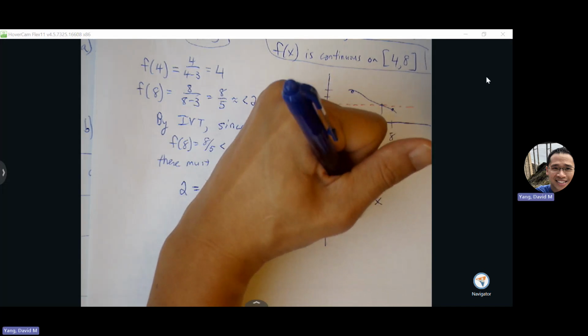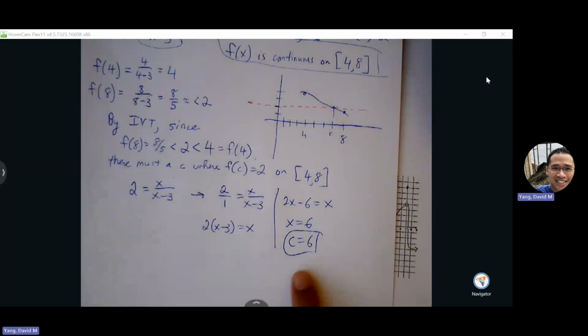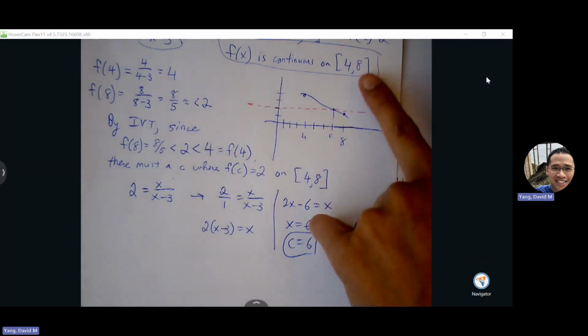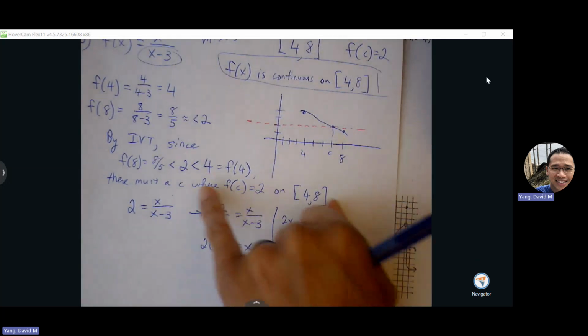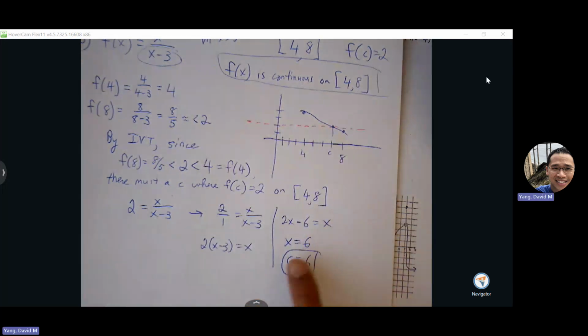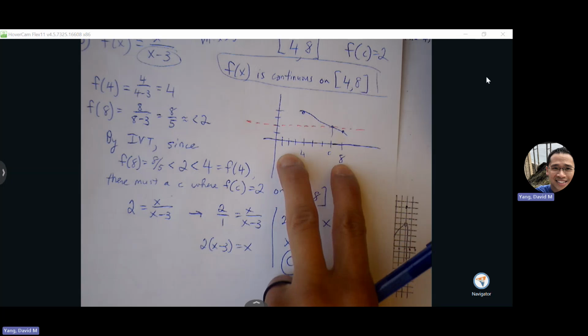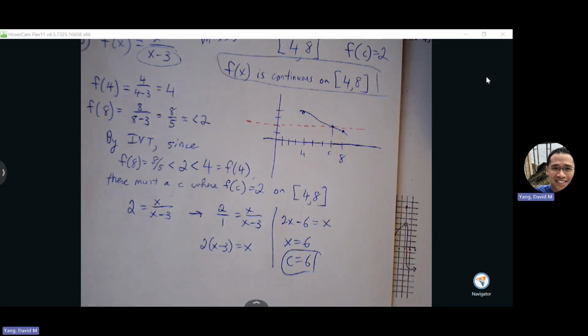X equals 6, so c is equal to 6. So our ordered pair is 6, 2. 2 is between 8/5 and 4. And then our c value, our x value location, is also clearly between 4 and 8. Right? So all those things have to line up.